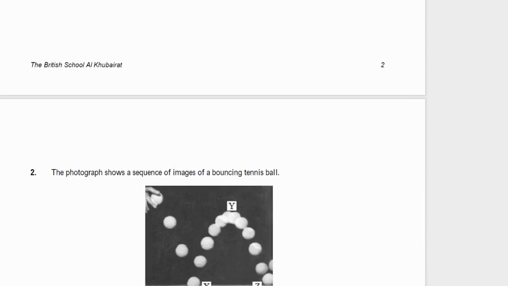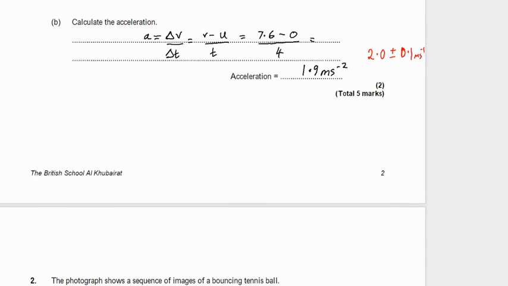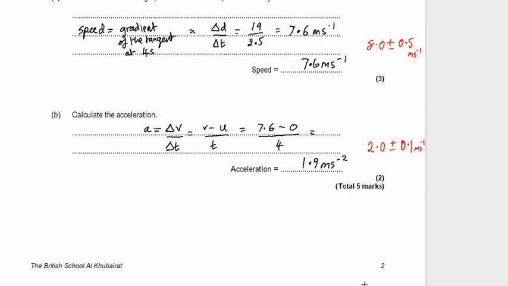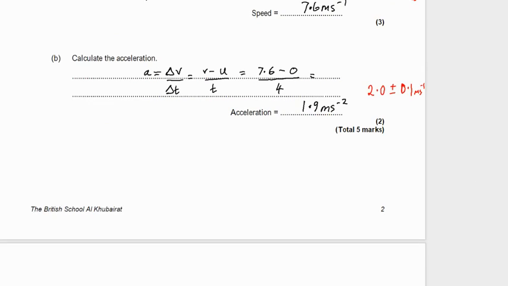1.9 meters per second squared. Note that I'm putting the units in as I'm going through. I don't just leave it as a number. Okay, they've given you speed and a blank. Fill the blank in with the unit as well as the number.